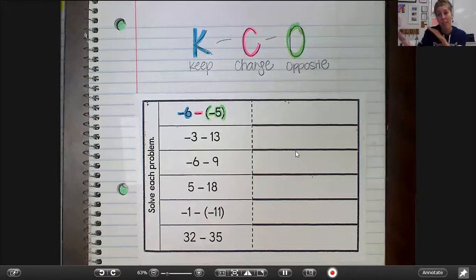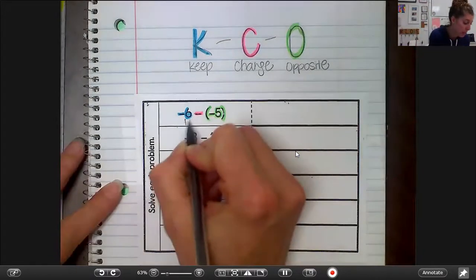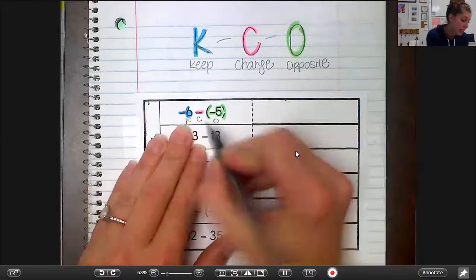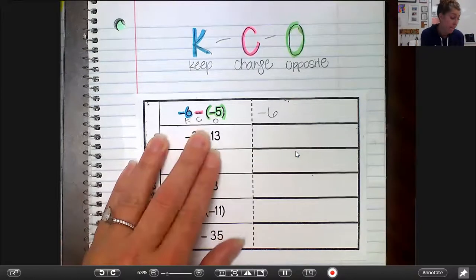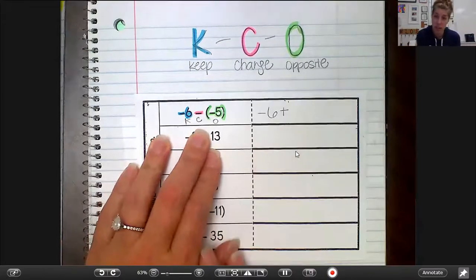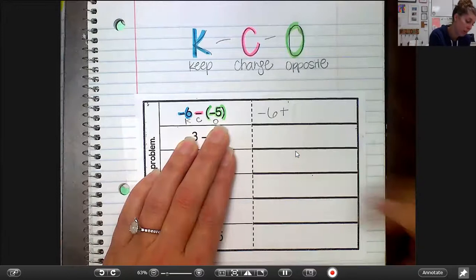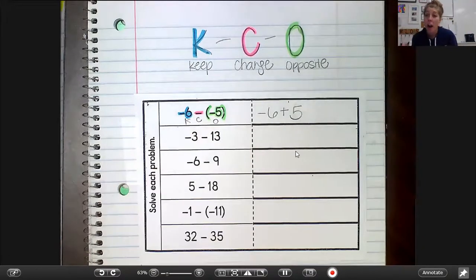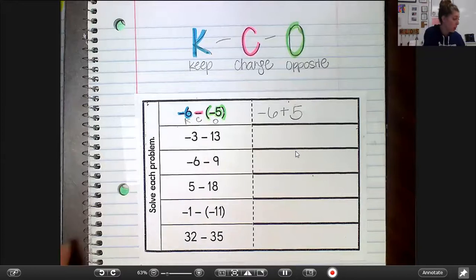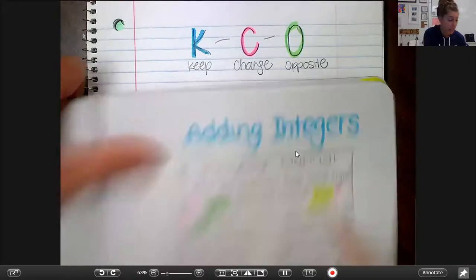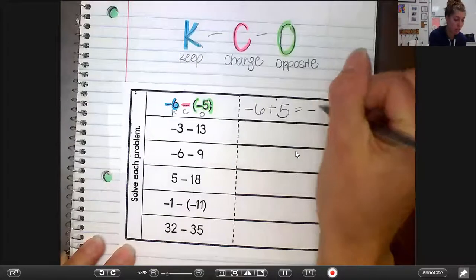Sometimes we'll be taking the opposite of a negative, sometimes we'll be taking the opposite of a positive. So for now, I don't need you necessarily to color coordinate, but I would recommend writing keep, change, opposite on there, okay? So we have -6 as my keep number. Then I change that sign to plus, and then I take the opposite of -5, which is just 5. Now I can combine them together using the rules that I did before. The signs are different, so I subtract the values and take the sign of the one there are more of.